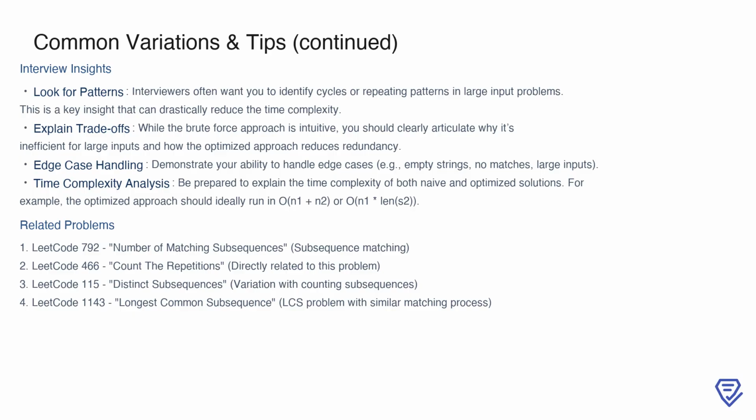Finally, be ready to analyze and explain the time complexity of both the naive and optimized solutions. For example, a well-optimized approach might run in O(N1 + N2), or O(N1 * len(S2)), which is far more efficient than brute force. To prepare further, you can explore related problems, such as LeetCode 792, which focuses on subsequence matching, or LeetCode 115, which deals with counting distinct subsequences. These problems share concepts like pattern detection and subsequence handling, making them great practice.